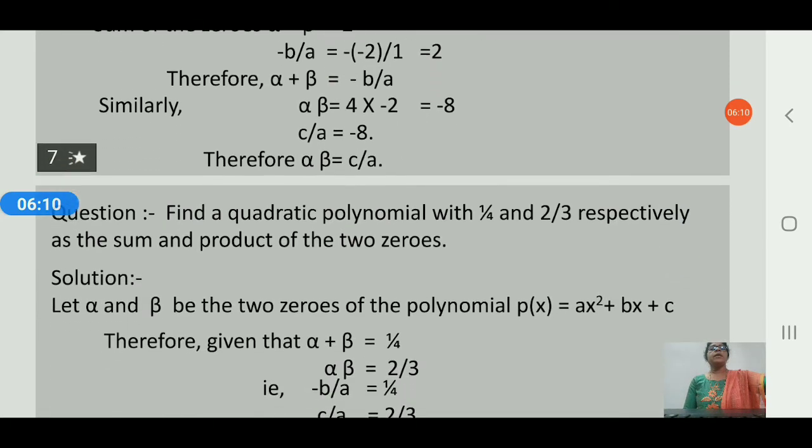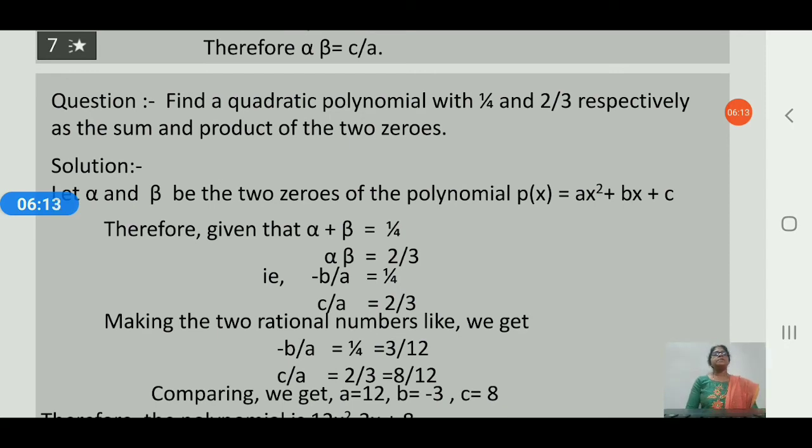Find a quadratic polynomial with 1 by 4 and 2 by 3 respectively as sum and product of two zeros. That is, here the sum of the zeros is given as 1 by 4 and the product of zeros is 2 by 3. We are assuming the quadratic polynomial. We know the quadratic polynomial is ax square plus bx plus c. Alpha plus beta is equal to 1 by 4, that is, 1 by 4 is nothing but negative b by a. Then product of roots is given as 2 by 3. The product of roots, alpha beta, is equal to c by a.